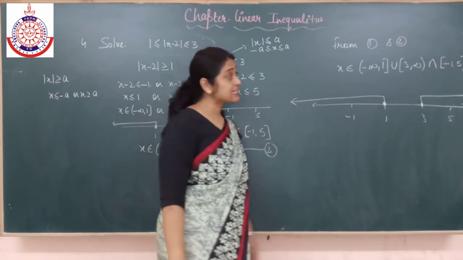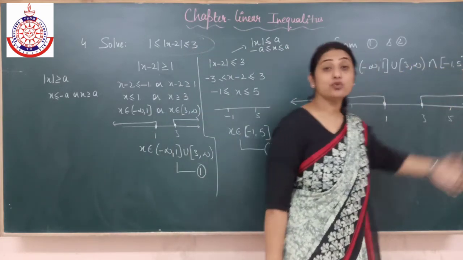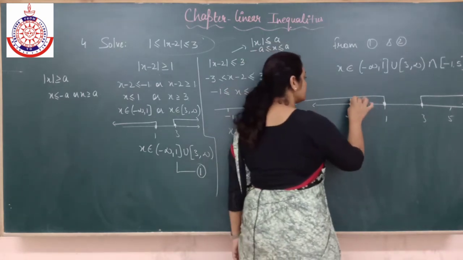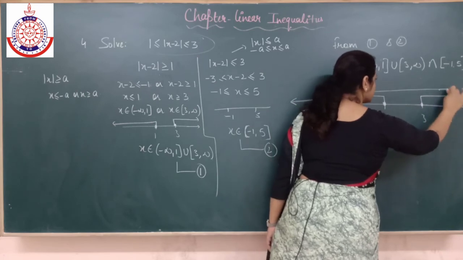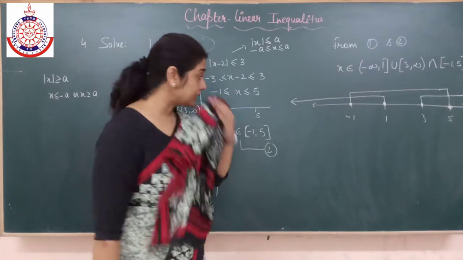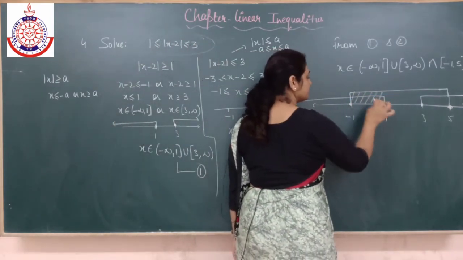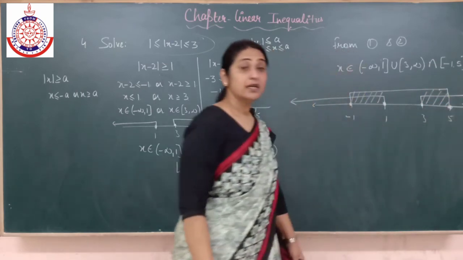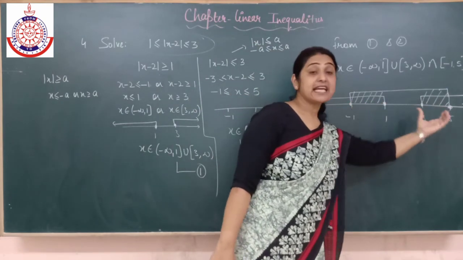Now with what do I need the common part? These two are in a union. I need an intersection with minus 1 to 5. Intersection with minus 1 to 5. Minus 1 is included. 2, 5. So where are these two areas meeting? Where is the common one? This is common and this is common. They are disjoint. Fine. So this is my solution set and that is my solution set.